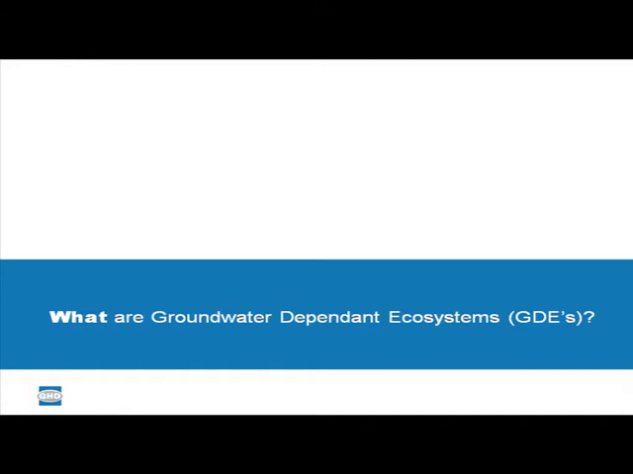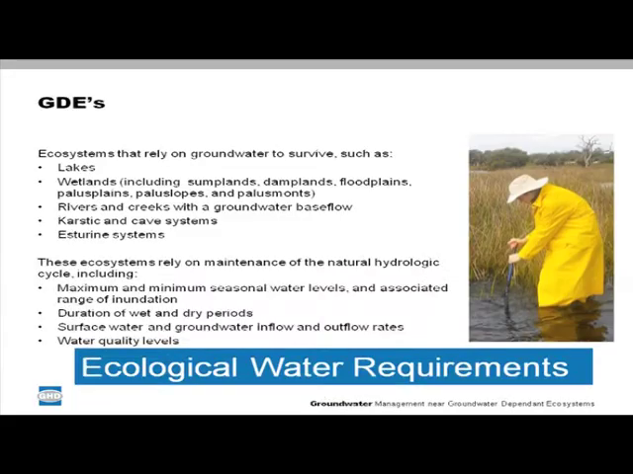Good morning. My name's Nick Deeks. I work at GHD, and I'm going to be talking about groundwater management near groundwater-dependent ecosystems. So, firstly, what are groundwater-dependent ecosystems? They are systems that rely on groundwater to survive. That's such as lakes, rivers, and creeks with groundwater base flow, wetlands, karstic and cave systems, and estuarine systems.